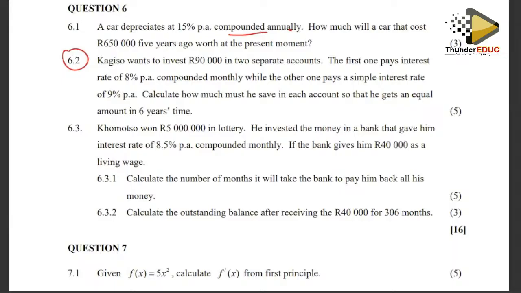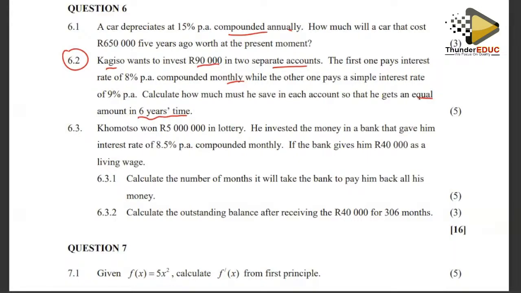All right, then 6.2. This person wants to invest 90,000 in 2 separate accounts. The first one pays interest at 8% per annum compounded monthly, while the other one pays interest rate of 9% per annum. Okay, one is compound, one is simple interest. How much money must he save in each account so that he gets an equal amount in 6 years? How much must he save in each of the accounts?